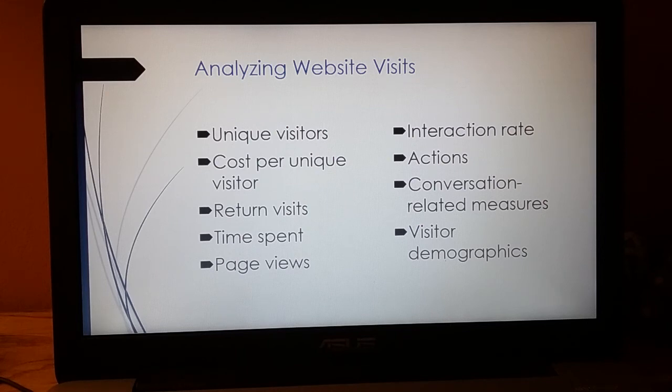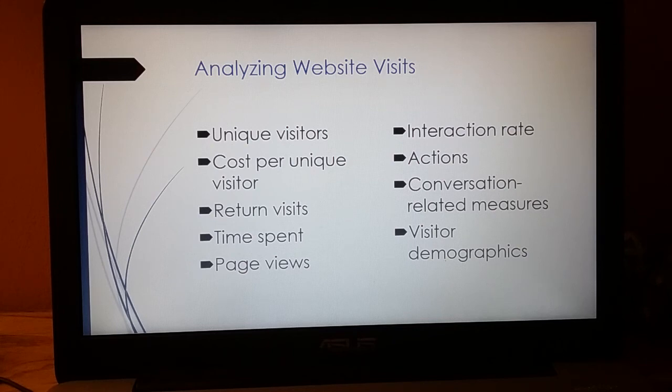Return visits, the average number of times a user returns to the site within a specific period. So a unique visitor can have a return visit. Time spent, how much time from the start of the visit to the end of the visit that people spend there. Page views, the number of views that they actually click through. They might just look, or pages they've actually clicked through.